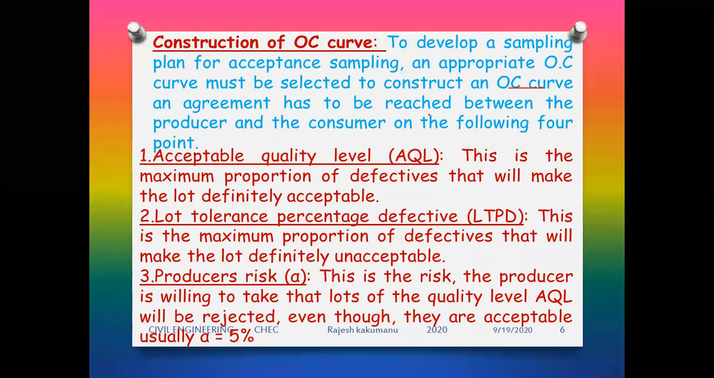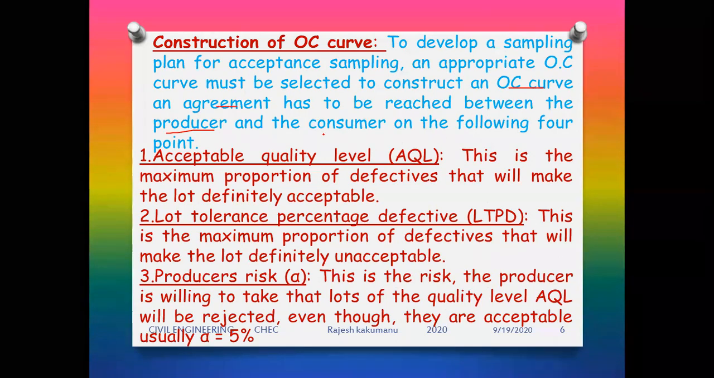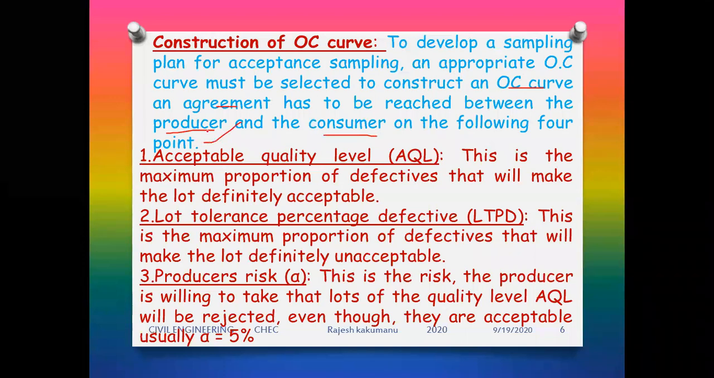An agreement has been reached between the producer and the customer on the following 4 points. So in the manufacturing concern, what we said earlier was just buying and selling. So if we take the producer in a manufacturing concern, it is an agreement reached between the producer and the consumer on the following 4 points. So who is the producer? The person who is manufacturing the products. Who is the consumer? The person who is taking the products.